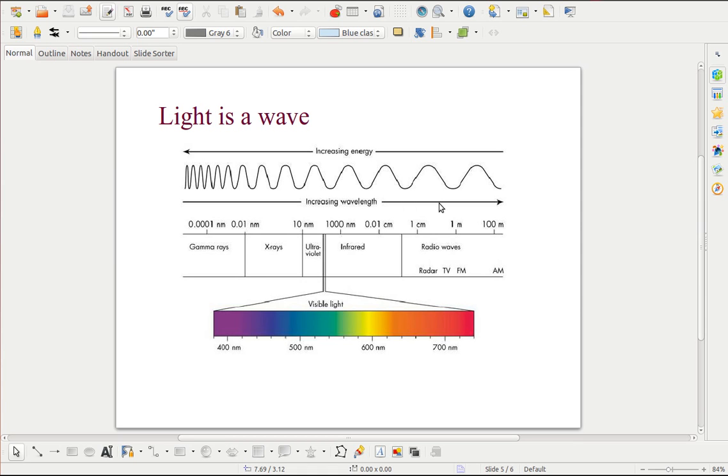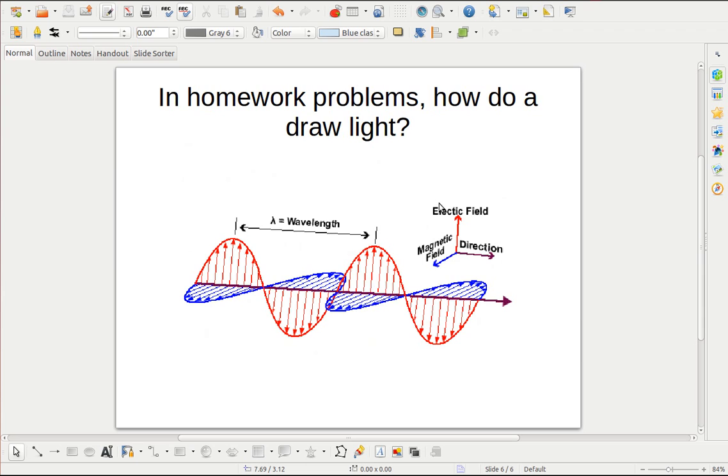So, when you're working on homework problems, however, I think it's important that you have a very clear understanding or image in your mind of what light is. And very early in the semester, I had you drawing these sine waves, or a squiggle, a wave, to represent the wavelength. Now, for a few problems, I want you to draw a little more detail.